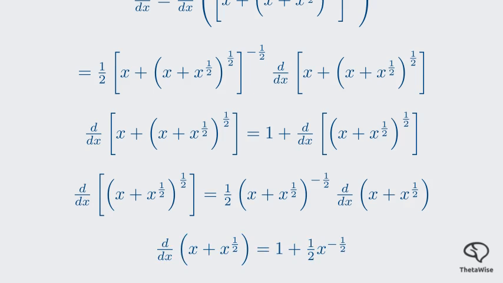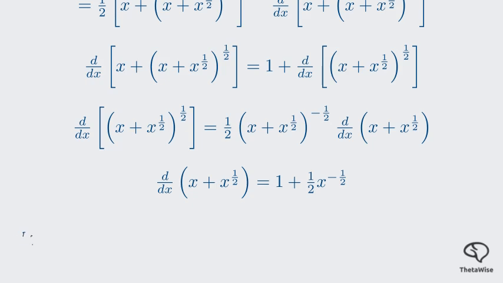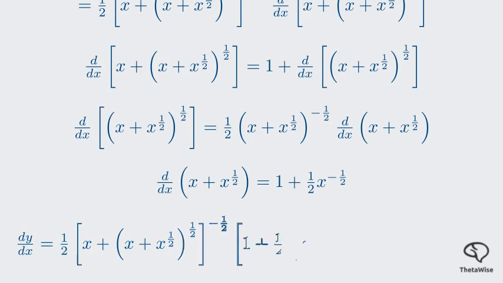Let's assemble our full answer by substituting back. The final result is 1/2 times the outer expression to the negative 1/2, all multiplied by the quantity 1 plus 1/2 times the middle expression to the negative 1/2, and finally, times the innermost derivative we found. This might look intimidating, but by taking it one step at a time and applying the chain rule consistently, we arrived at the correct answer.